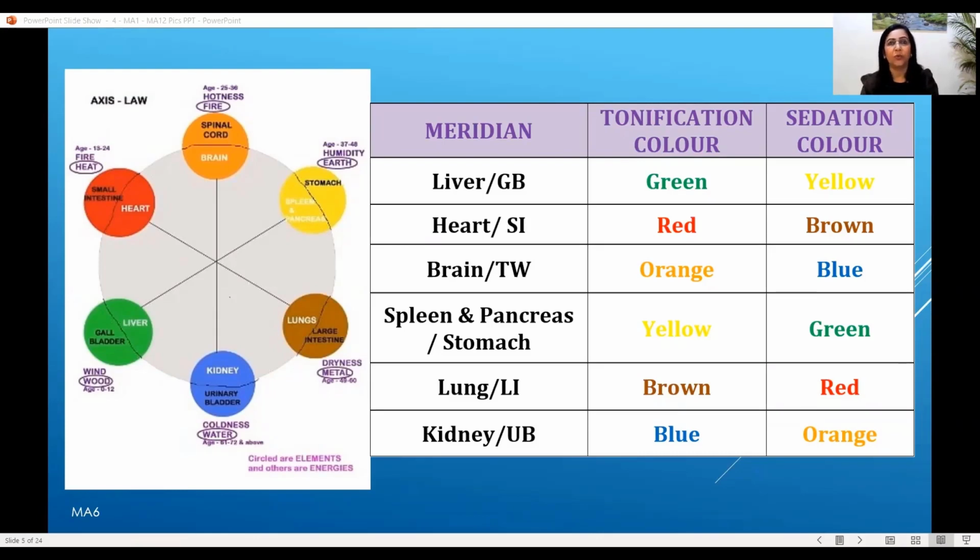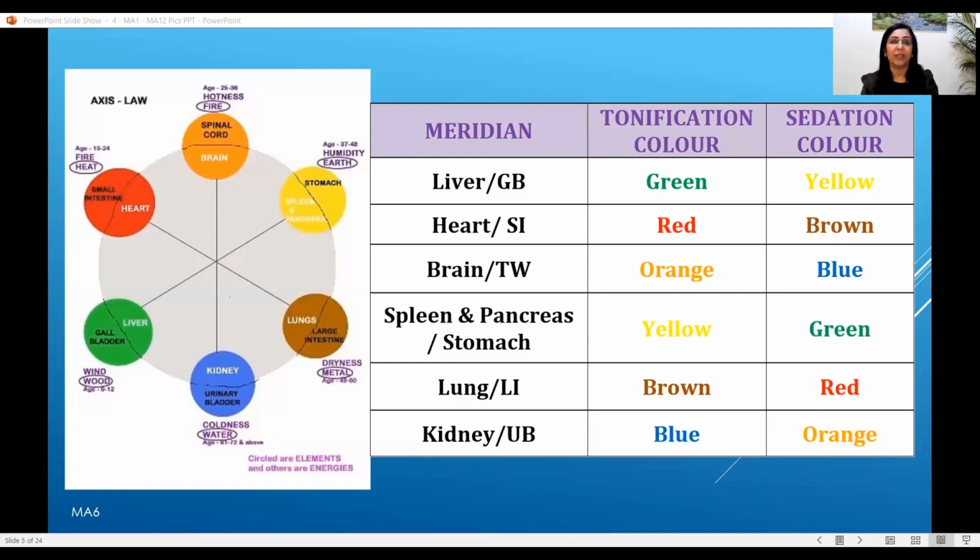opposite to that color. So, for example, if we have to tonify the liver or the gallbladder meridian, then we will tonify it with the green color, which is the color it has in the axis law. But when we have to sedate it, then we have to take the opposite color in axis to it, which is the humidity color, which is yellow. For tonifying the heart and small intestine meridian, we will use the red color. And to sedate it, we will use the brown color of dryness. And to tonify the brain or the spinal cord meridian, we will use the orange color. And to sedate it, the blue color.